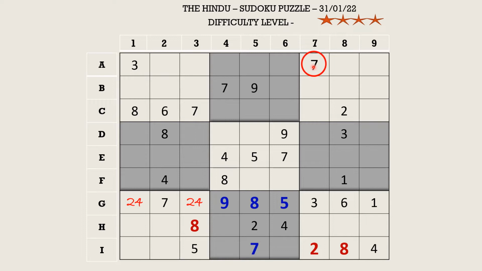This 7 blocks these 2 cells of column 8 and this 7 blocks this cell in column 8. So this is the only cell in column 8 that can take 7. Now in column 7 there are only 3 empty cells and the missing numbers are 4, 5 and 9. Here 4 and 5 are blocking this cell, so E8 takes 9 and the rest of the 2 cells take 4, 5 pair.